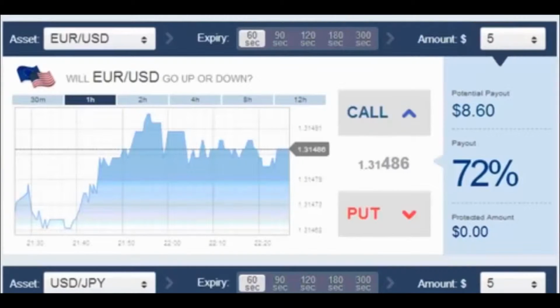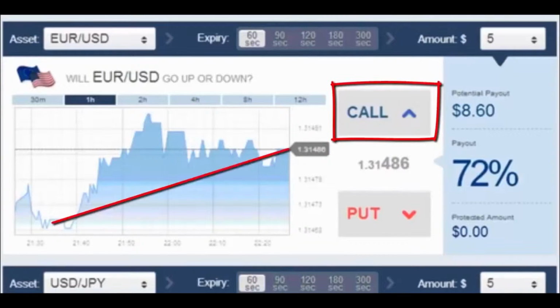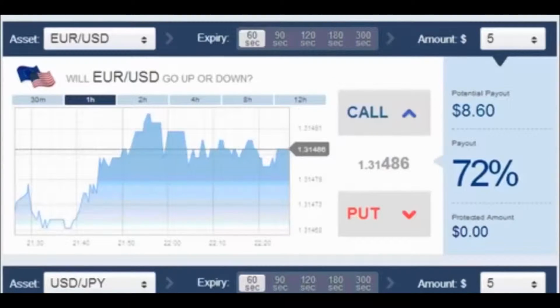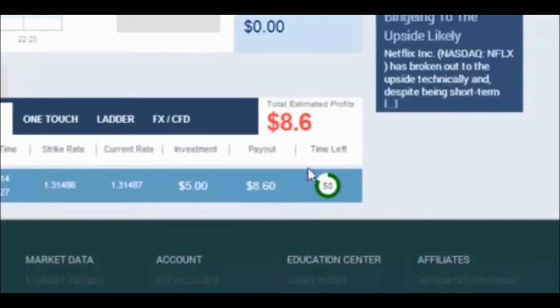So for the first trade, I just follow the trend. If the price is going up, I choose call, and if it's going down, I go with put. In this chart over here, for example, I would definitely choose call since the price is clearly going up. Once I've placed my trade, I just need to wait 60 seconds to find out whether my trade was successful or not.